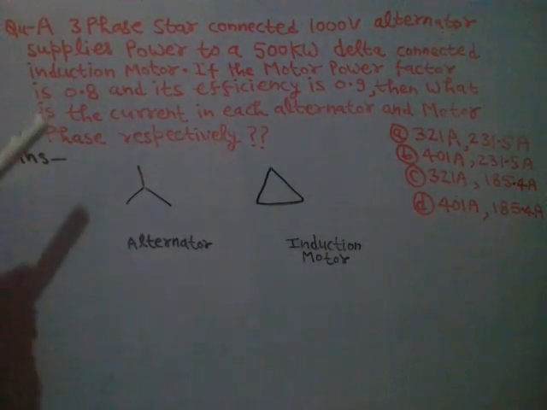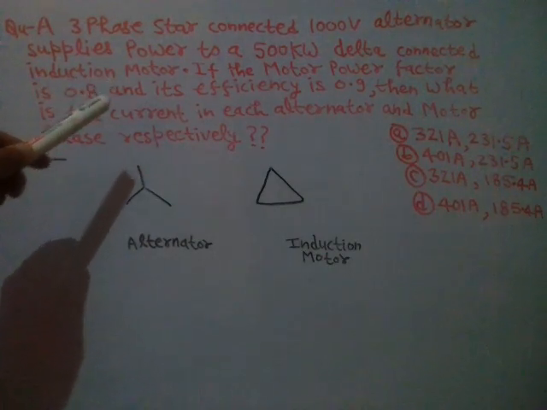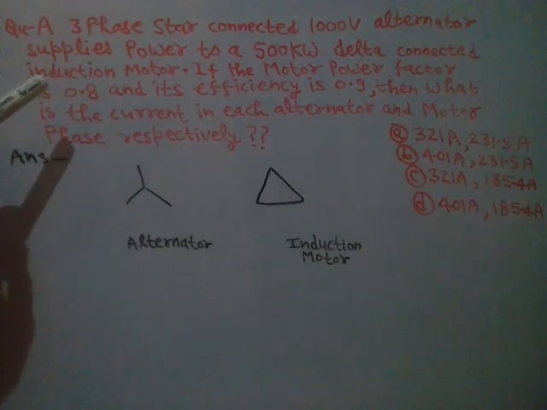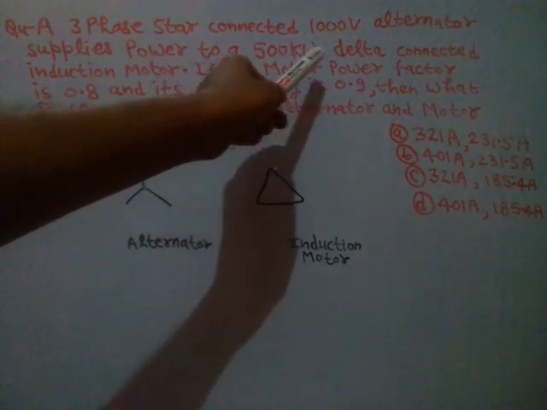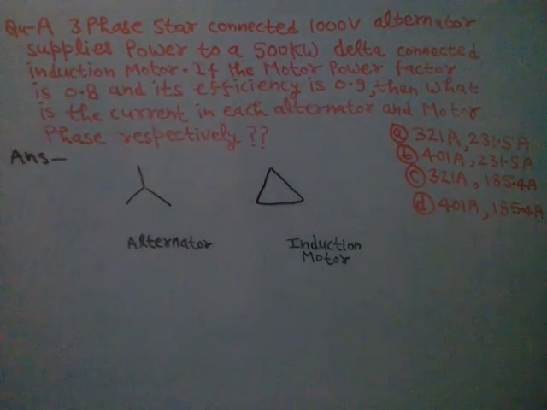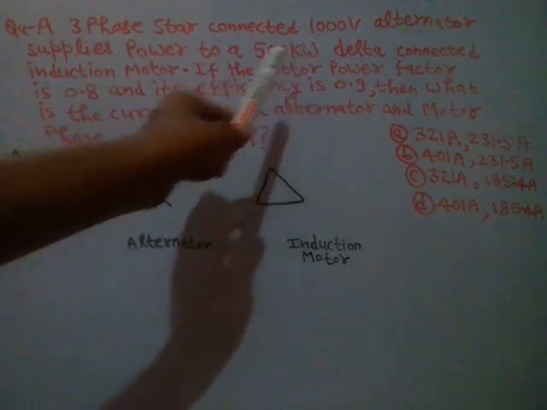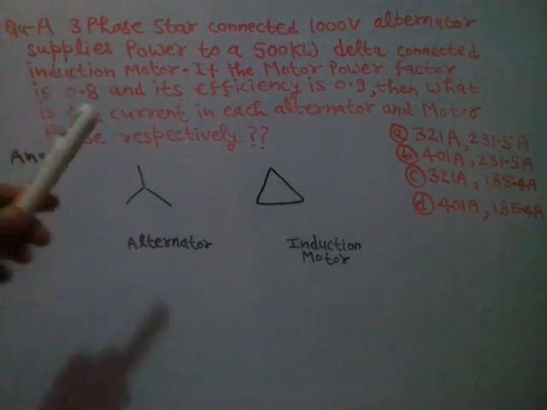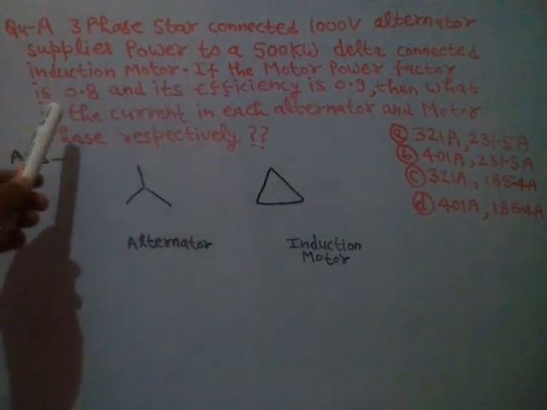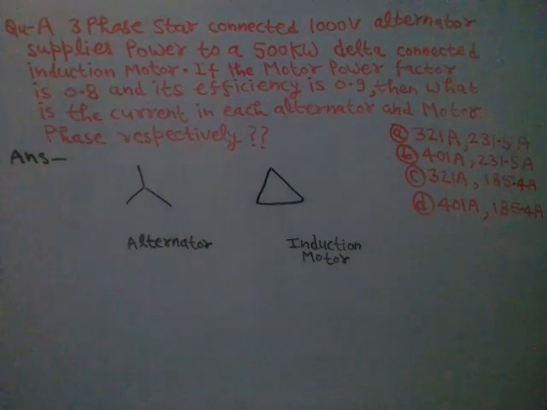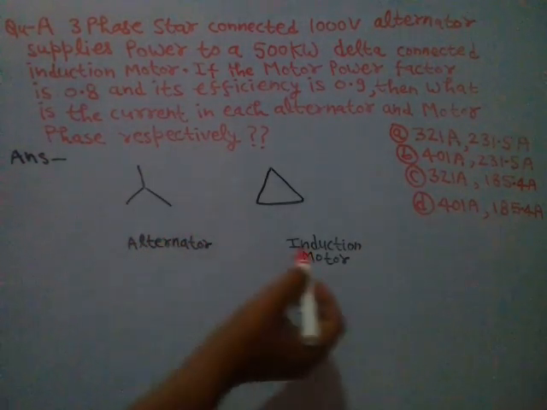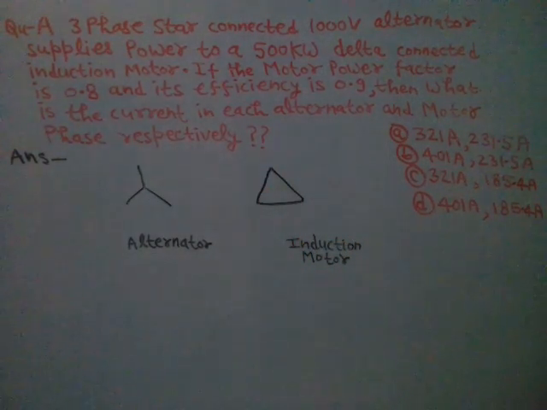So here basically a three-phase alternator is supplying power to a three-phase delta connected induction motor, which is rated at 500 kilowatt. The rating of the induction motor is 500 kilowatts and it is operating at 0.8 power factor with efficiency of 0.9. So this is the star connected alternator and this is the delta connected induction motor.